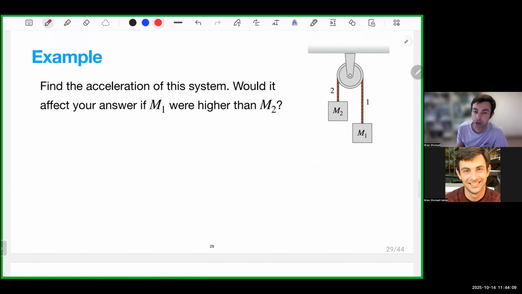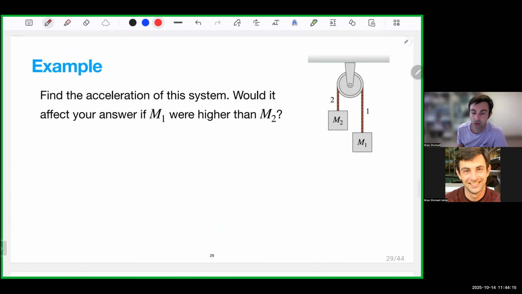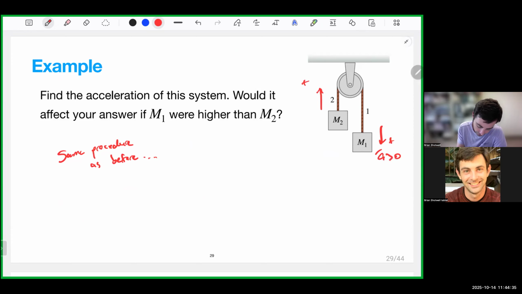Find the acceleration of the system. So now we left M1 and M2 general here. So we actually already did this. So it's the same procedure as before. And what you get is that, first of all, if this is our positive direction, this is A positive, then you get A is equal to M1 minus M2 over M1 plus M2 times G.